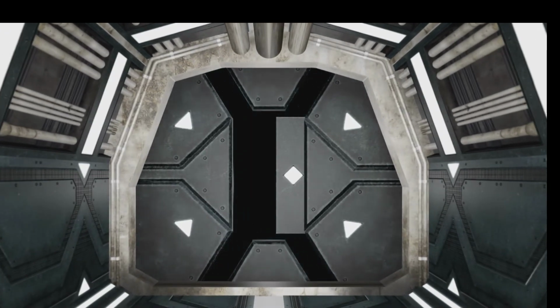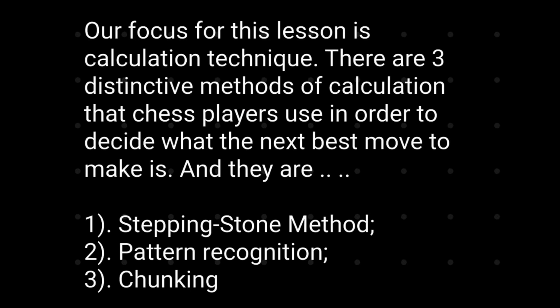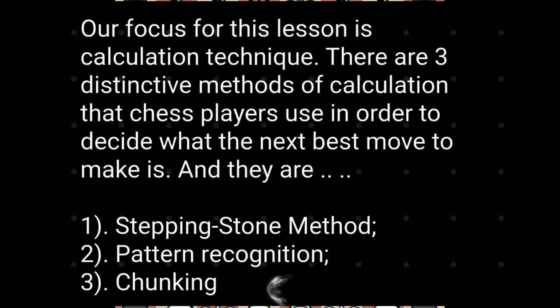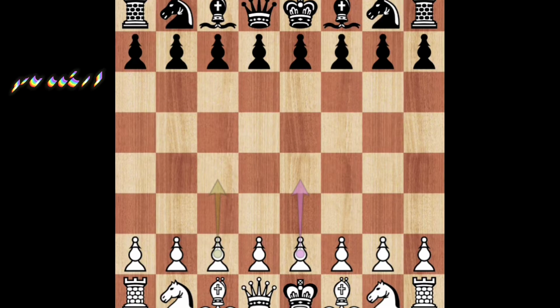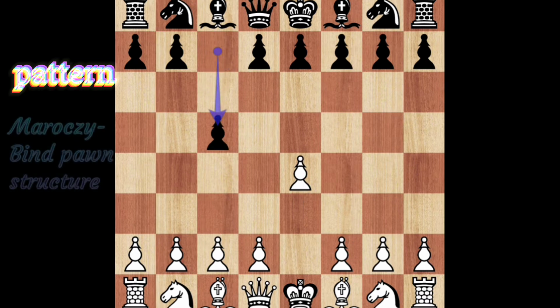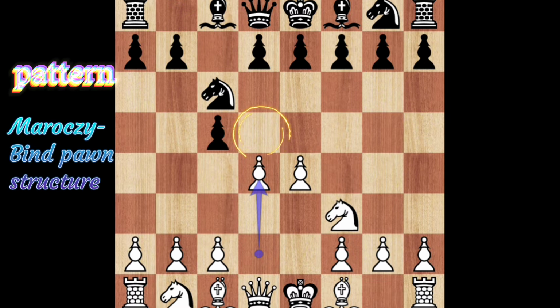Our focus for this lesson is calculation technique. There are 3 distinctive methods of calculation that chess players use in order to decide what the next best move to make is. And they are stepping stone method, pattern recognition, and chunking. We've already covered the stepping stone method in a previous video. The link to that video is in the description. Now this is pattern recognition. Knowing what to do based on previous played games.